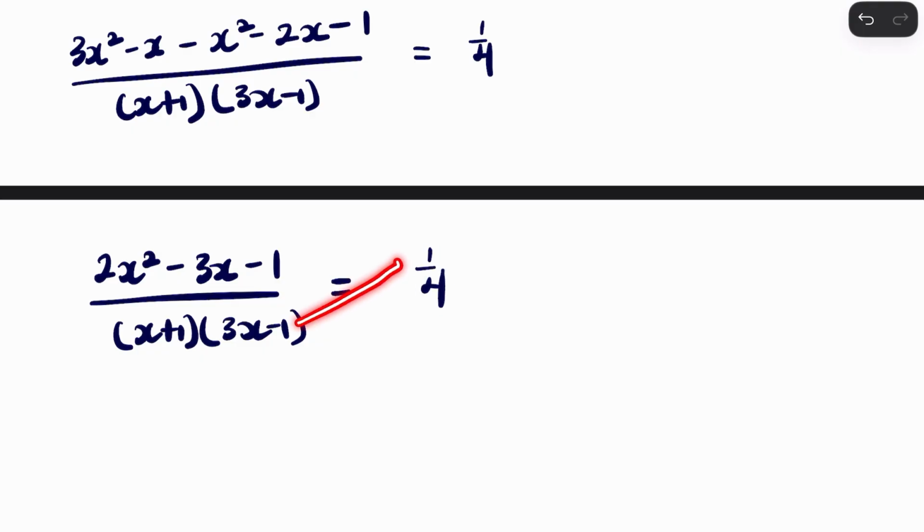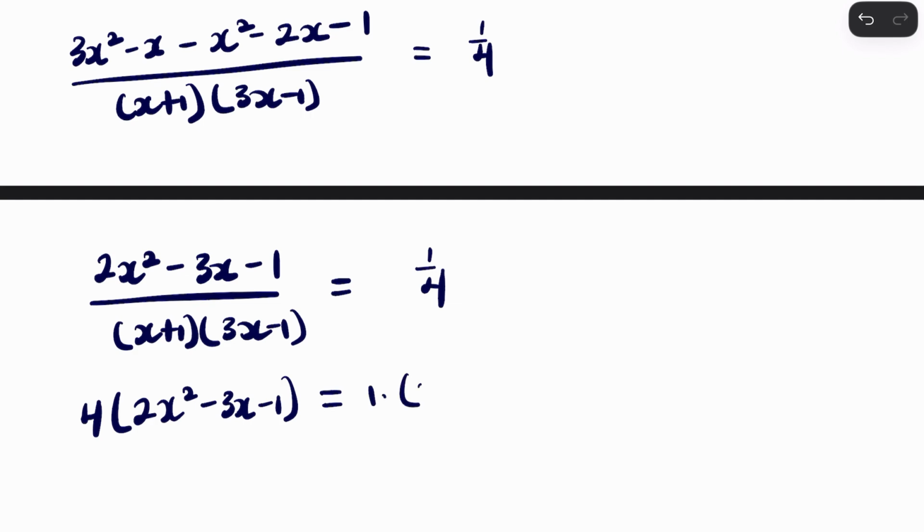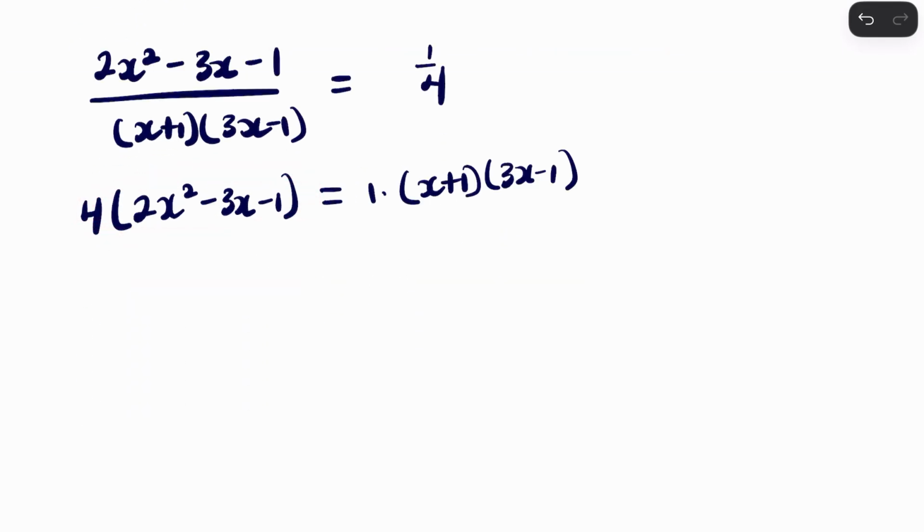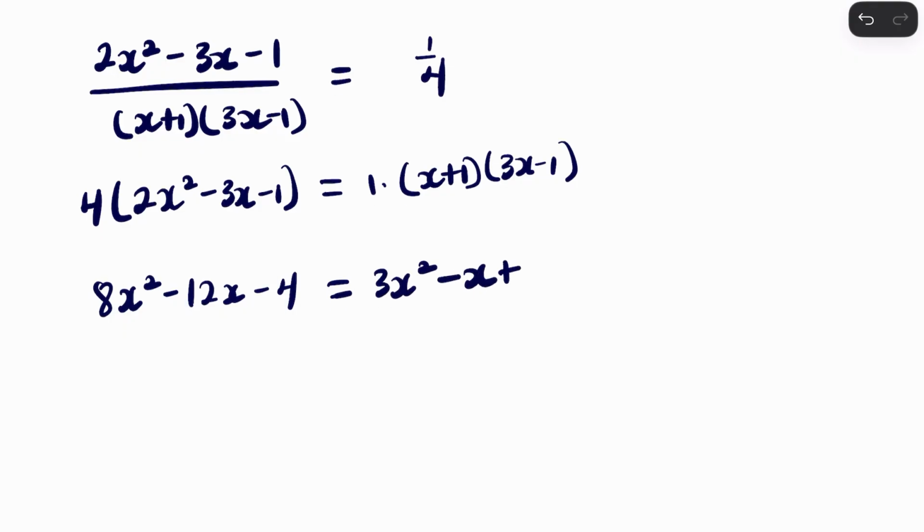So we now cross multiply. So this will multiply this and this will multiply that. So we are going to have 4 multiplying 2x squared minus 3x minus 1 is equal to 1 multiplying x plus 1, 3x minus 1. For the left hand side, we are going to have 8x squared minus 12x minus 4 is equal to 3x squared minus x plus 3x minus 1.